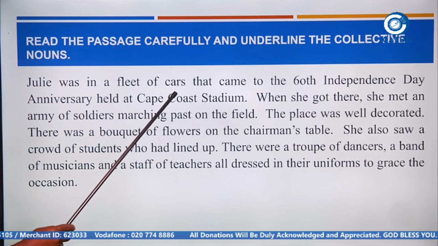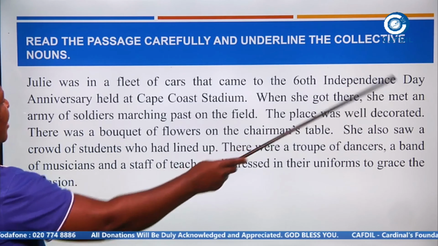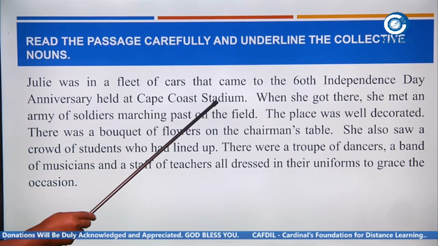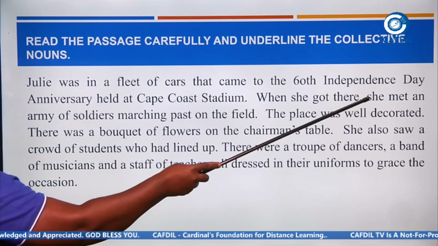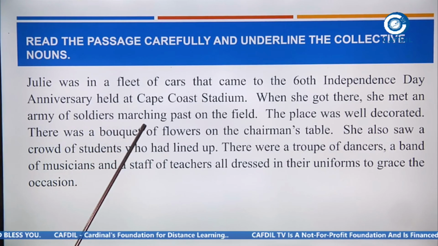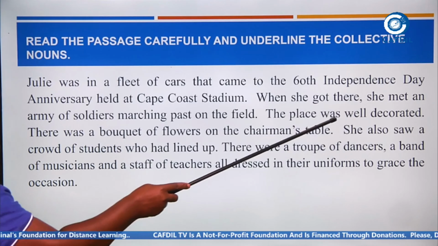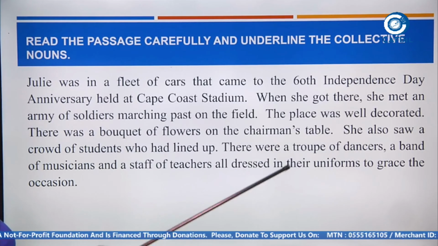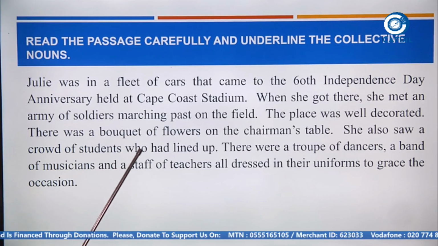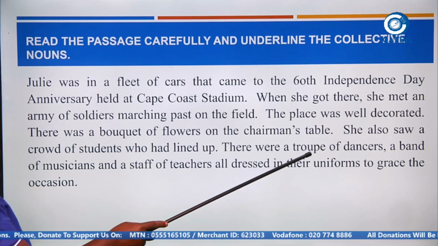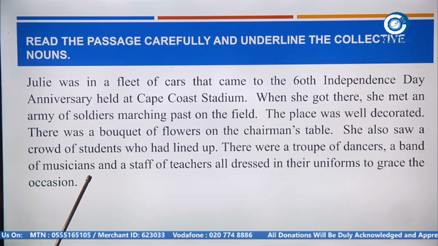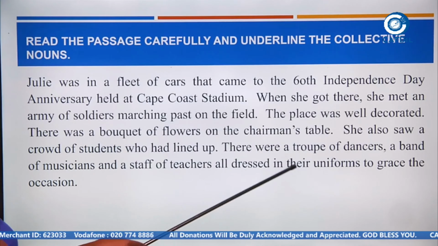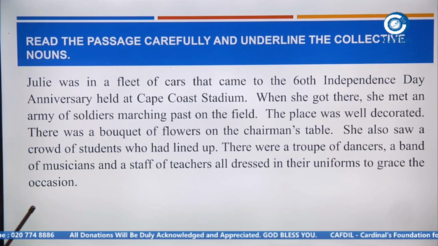Let's take it again. Julie was in a fleet of cars that came to the 60th Independence Day anniversary held at Cape Coast Stadium. When she got there, she met an army of soldiers marching past on the field. The place was well decorated. There was a bouquet of flowers on the chairman's table. She also saw a crowd of students who had lined up. There were a troupe of dancers, a band of musicians, and a staff of teachers, all dressed in their uniforms to grace the occasion. All right, learners, I will give you a few minutes. Write down the collective nouns in this passage for me. Your time starts now.